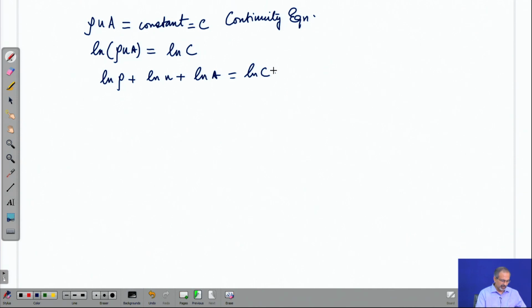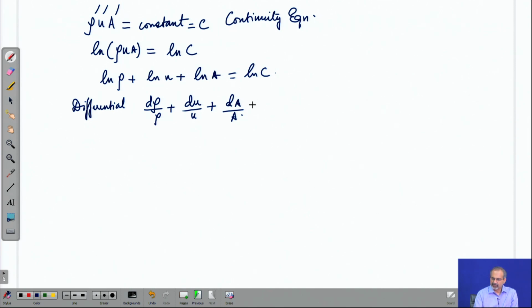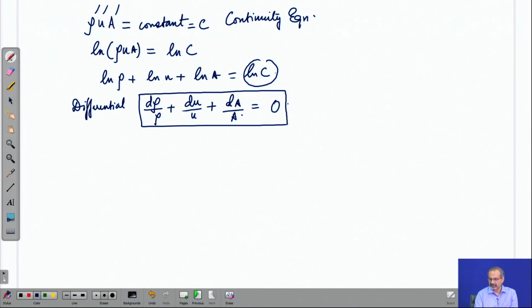Now, take a differential. How does it work out? You get 1 by rho d rho. So, that is d rho by rho plus d u by u plus d A by A. This is density, this is velocity, this is cross sectional area. And if you take a differential of this, because it is a constant, it will go to 0. So, this is the continuity equation written in a slightly different way.